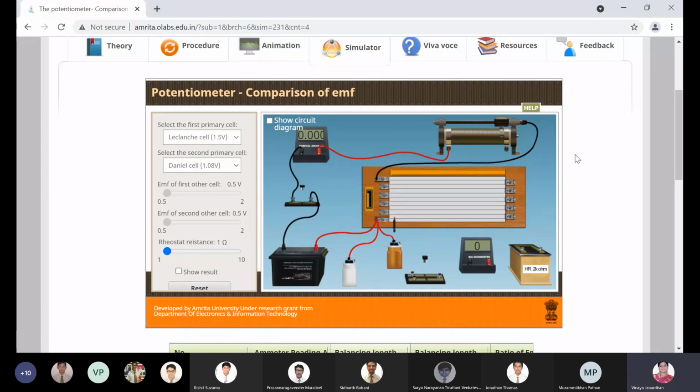I'm not getting any response from 12B. Ma'am, for the Leclanché and Daniell cells also there are positive and negative terminals. Yes, boys, Daniell cell actually it is. Can you see the copper vessel? Yes, ma'am, this one.